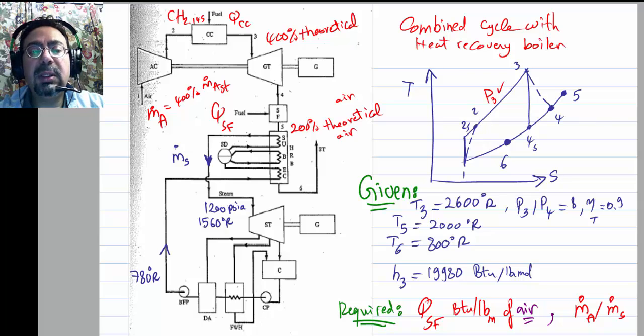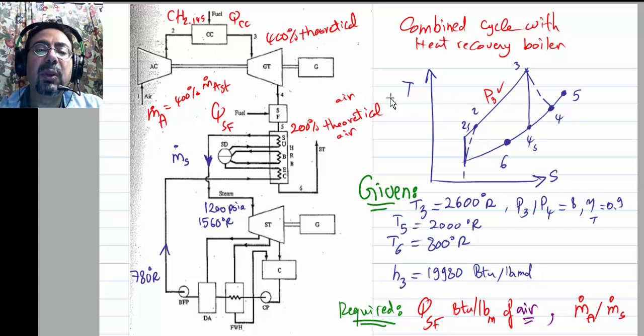Alright, so now let's use our knowledge of combustions and mixtures and molecular weight to analyze a system like this. It's a combined cycle. There is a gas turbine cycle over here: compressor, combustion chamber, gas turbine, and the exhaust is too hot. So the cycle is running 1 to 2, 2 to 3 in the combustion chamber, 3 to 4, and then 4 is too hot.